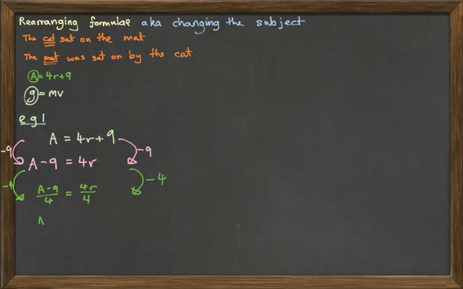Now I can simplify the right hand side. I'll write the left hand side first, a minus 9 over 4. Now the 4's cancel on the right hand side, so I'm just left with r. Now r is isolated on one side. To make r the subject, it's probably best to write r is equal to a minus 9 over 4. This is the final answer. r is now the subject.